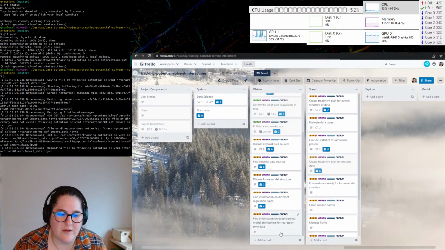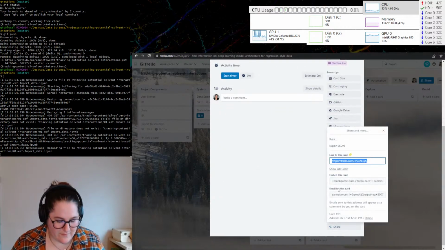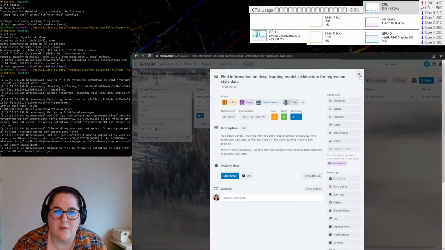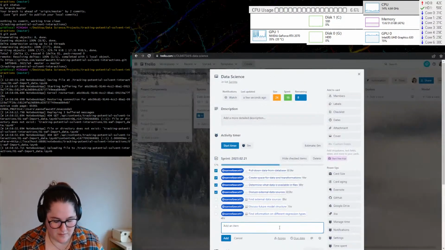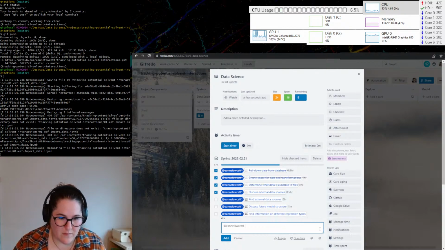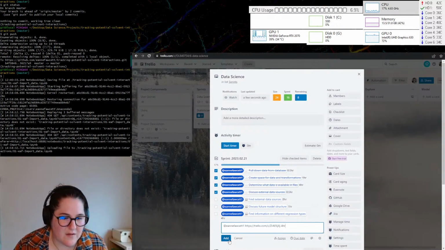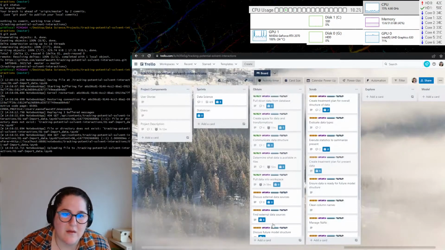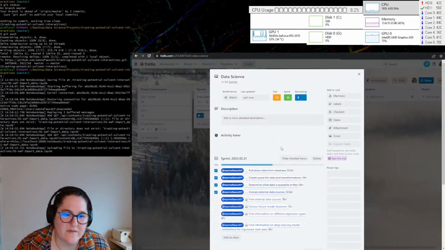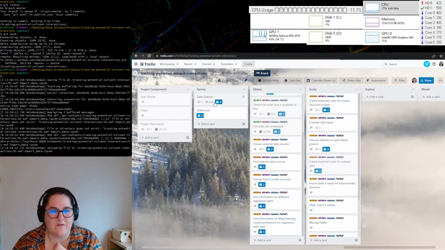Find information on deep learning model architecture for regression style data. I'm going to give this another 4. And this is something that we want to do before we move on to the next step. So that's 2 days, around 3 days of work. I want to try to get another half day in this sprint. However, I think I'm going to leave it here before moving on.